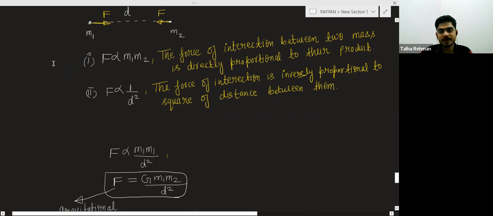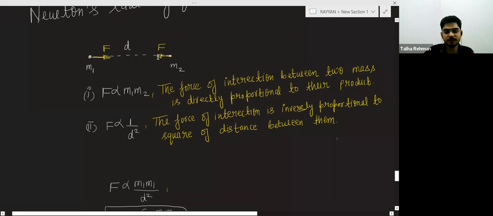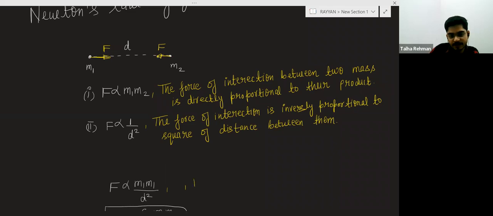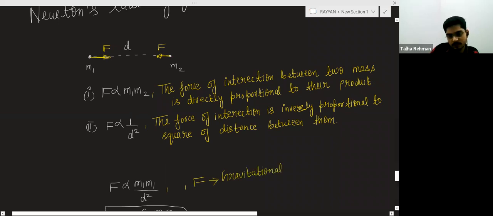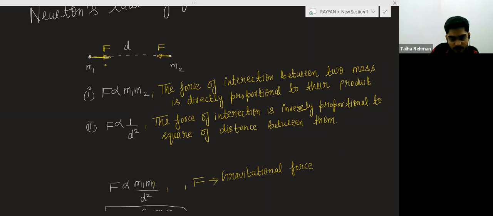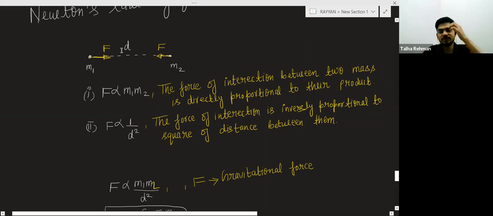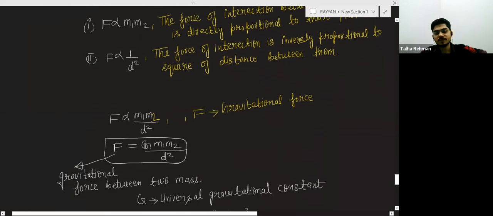And what is F here? F represents the gravitational force. M1 and M2 are the two masses. D is the distance between the two masses. So basically, this formula we get for calculating the gravitational force between two bodies or two masses.